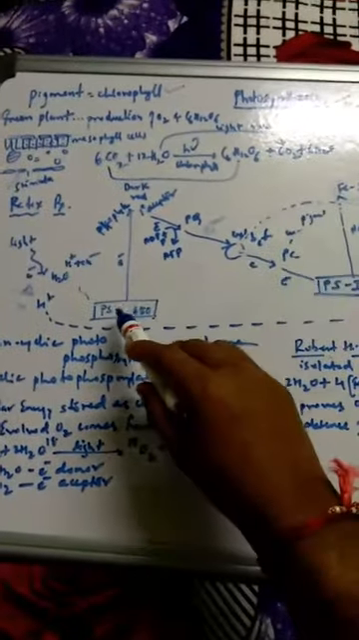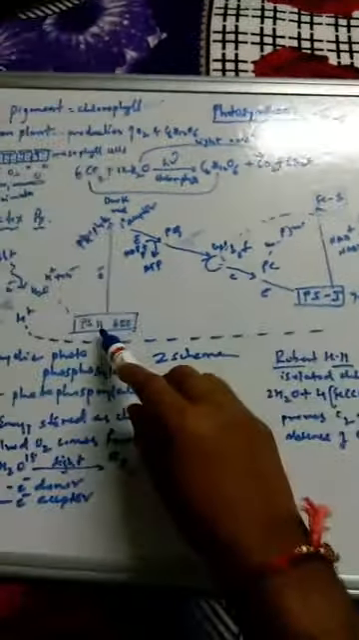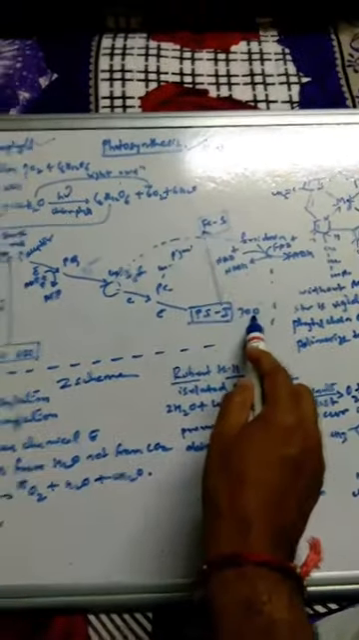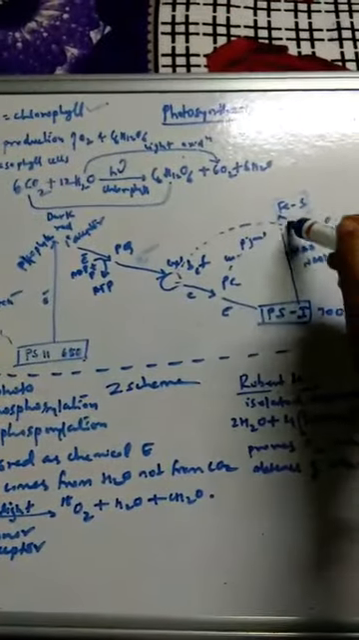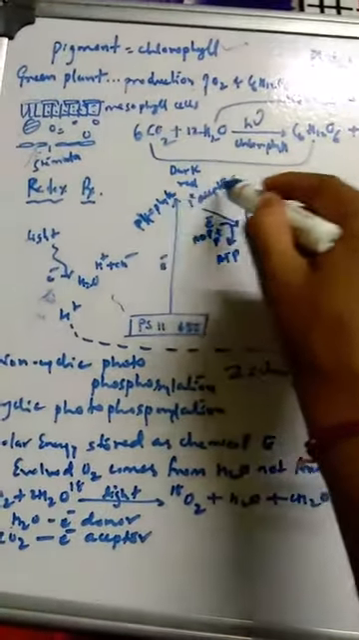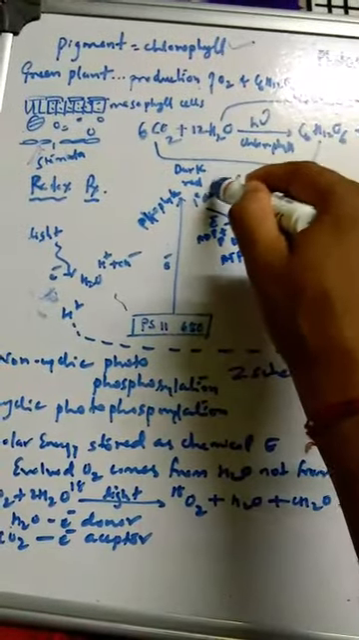Photosystem 2 absorbs at 680 nanometer, photosystem 1 at 700 nanometer, and they get excited. This is the excited state. When it absorbs light, it will excite to PS star. Some textbooks give PS star 680 like this.